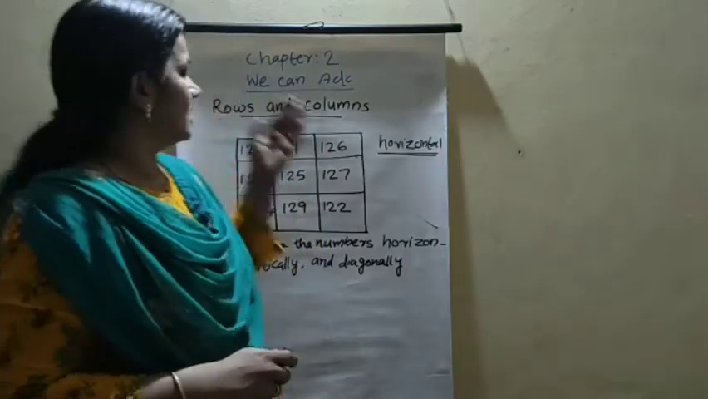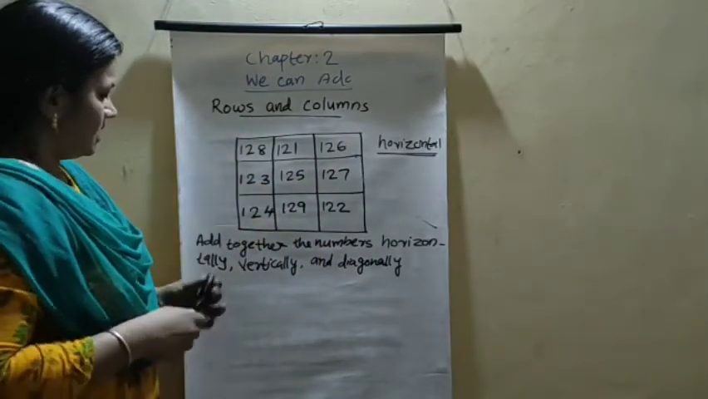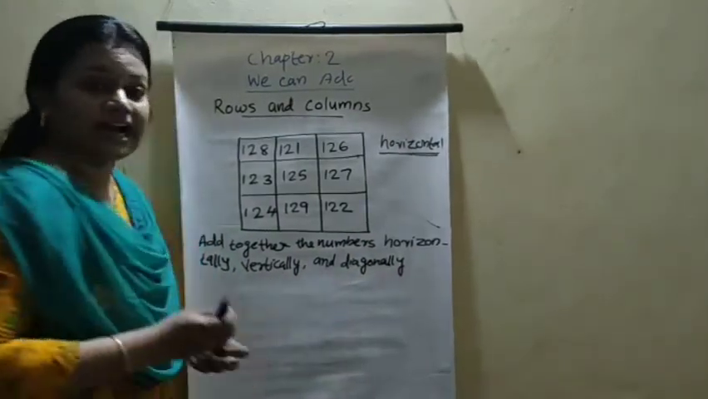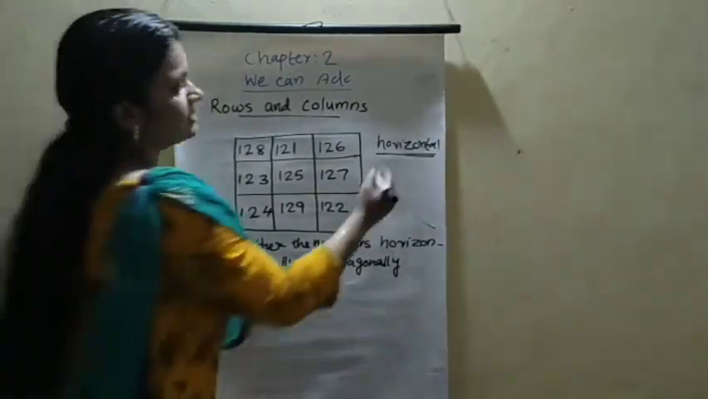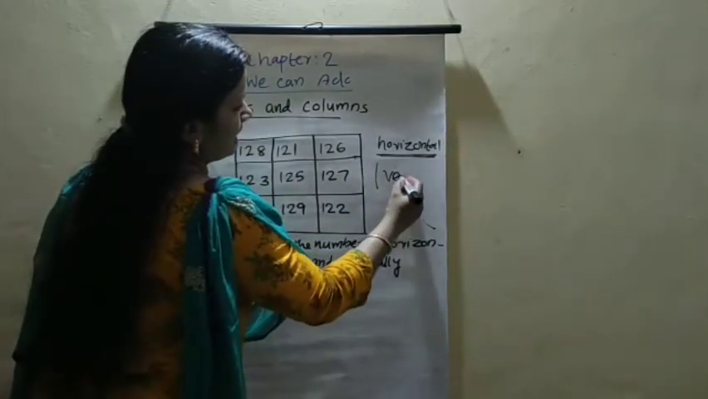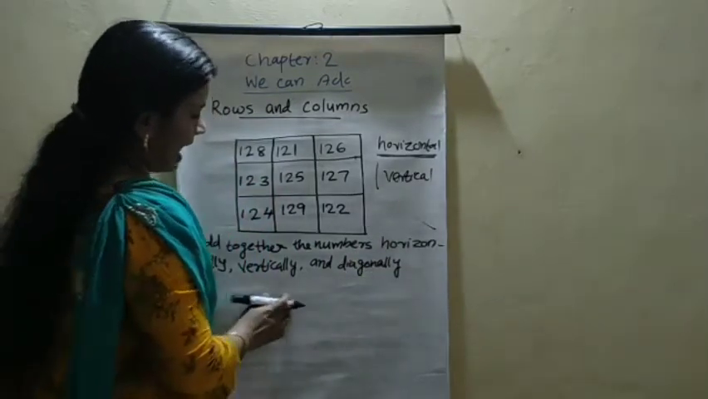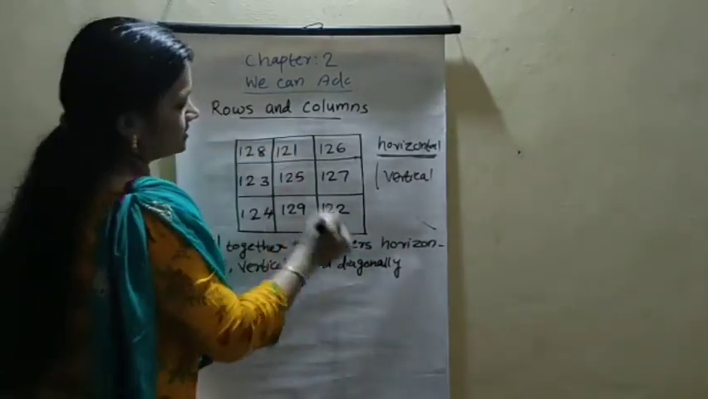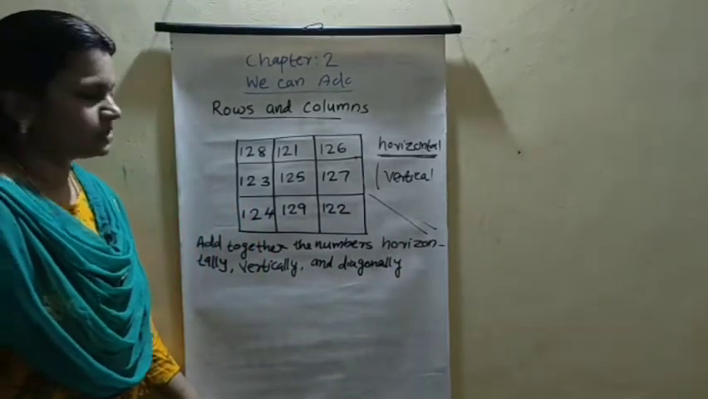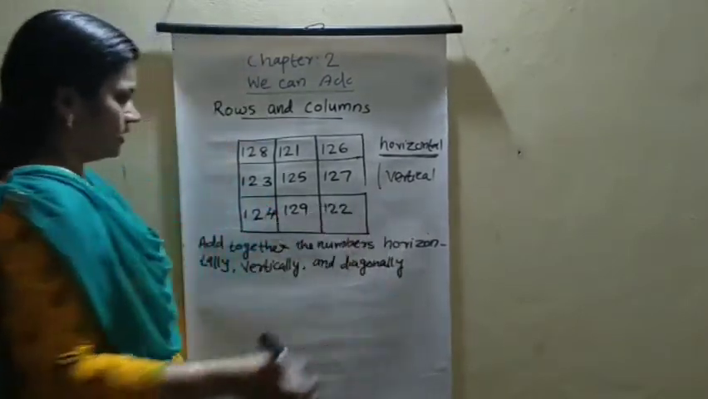Discussing addition. The ones table is given with rows and columns. Then add together the numbers horizontally, vertically and diagonally. What is horizontal? This is the horizontal line. This is the vertical line. That is how to add this diagonally, like this. This is diagonally. Understood? So we can add these numbers together.